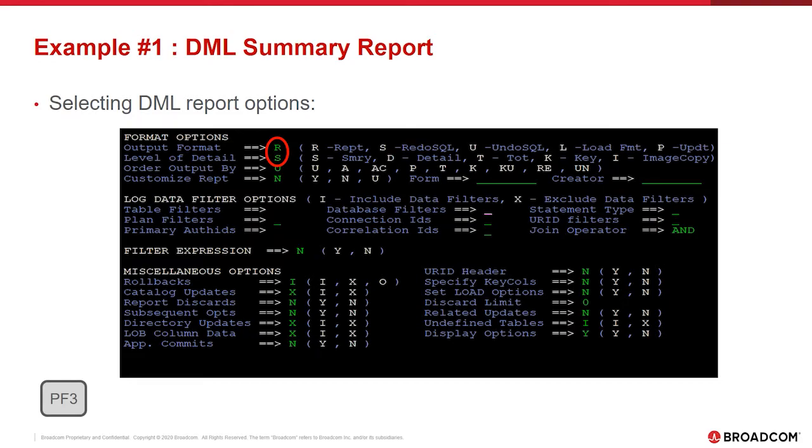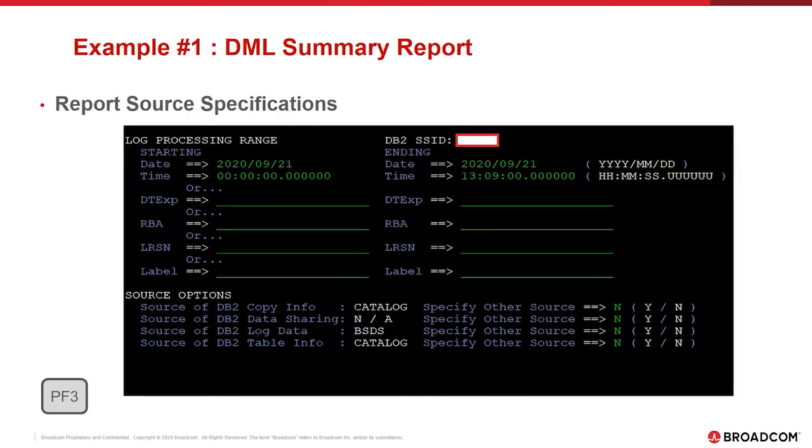This combination will generate a summary report of activity and number of operations for each URID. This is a very important panel where you specify that log range and source info you want Log Analyzer to look at. We specify the date because we know the time window we want in our scenario. You could also use RBA or RSN information if you'd want to, or create a log label.